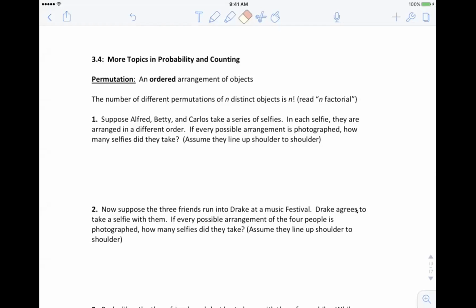The key is that it's an ordered arrangement of objects. Keyword there being ordered. So order matters. I would even make a note of that. Order matters. And we'll see that when we do some examples. There is a formula for the number of different permutations of n objects. It's n factorial.